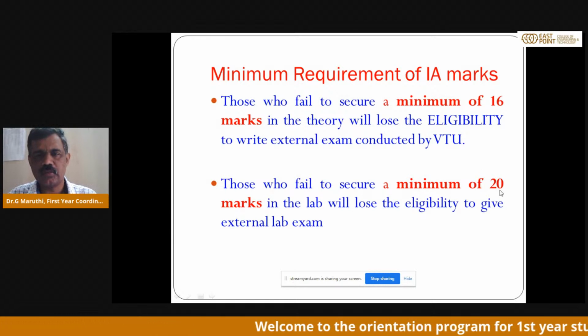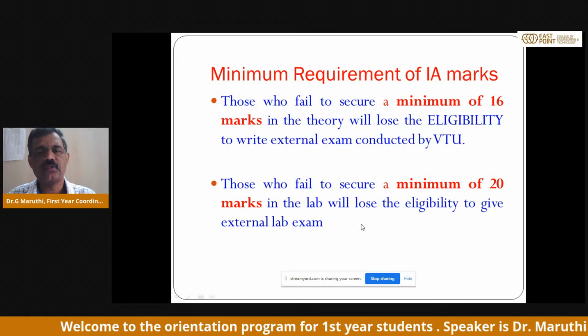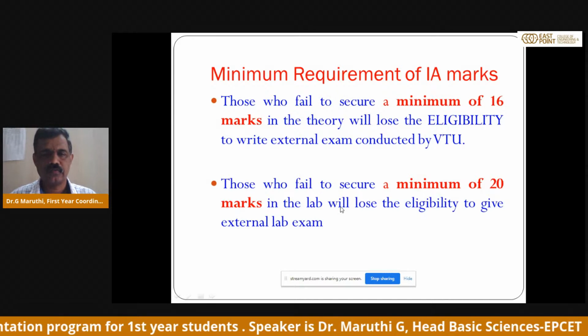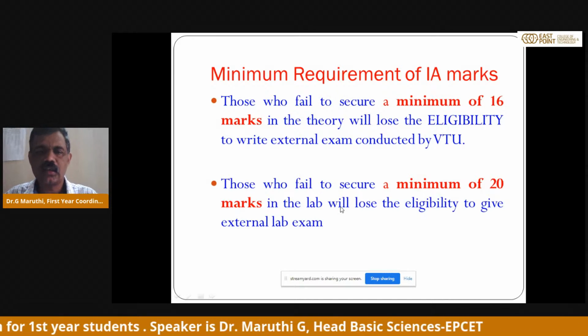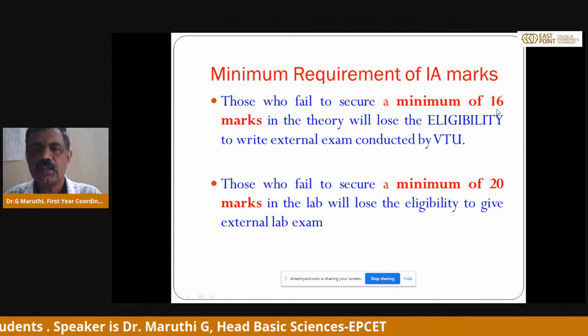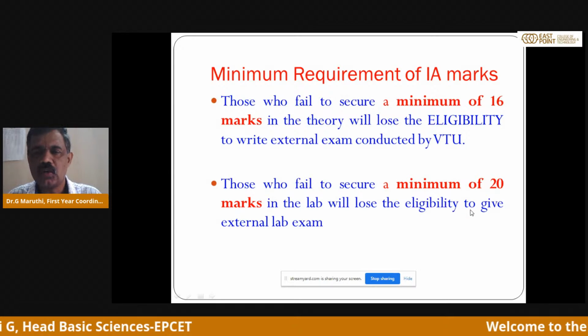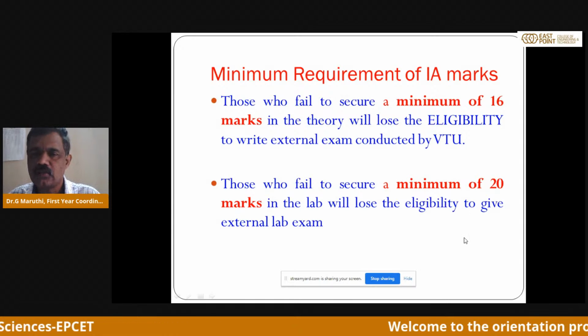Those who fail to secure a minimum of 20 marks in the lab will lose the eligibility to give the external lab exam. Therefore, you can't just neglect the internal marks. Until and unless you get the minimum marks in the internals, you will not be allowed to write the semester end exam.